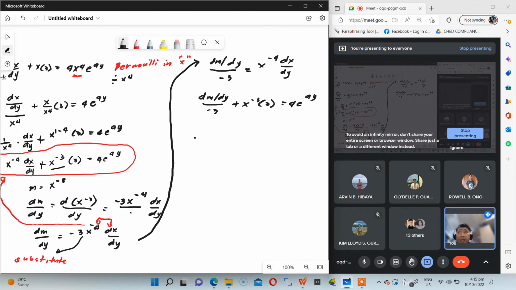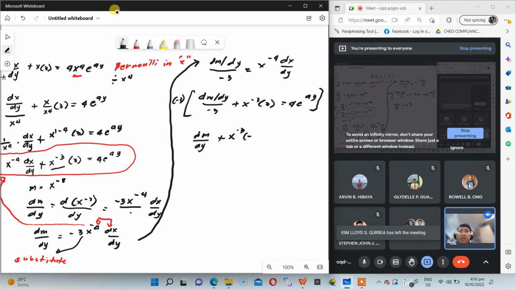So from there, okay? So from here, what we do is just to simplify it further. Since we don't want to have a denominator here, we just want to have dm over dy. So multiply both sides with negative 3. All sides ha, dili pwede lang kinuunhan lang. Kay kinuunhan, marunong na ka. Dm over dy plus negative 3 here. So copy.